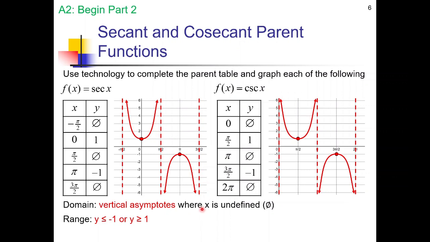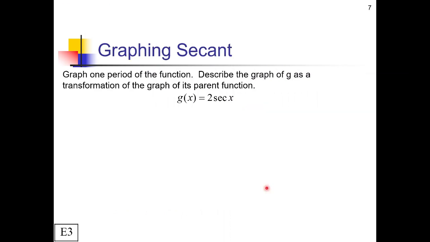And then finally, the period is actually, if you take a look here, it repeats every 2 pi, not every pi like cotan and tangent. So the period is more similar to sine and cosine. So just like before, we're going to do one of each to give you a sense of graphing these. So try out 2 secant of x, pause the video, and give it a shot.